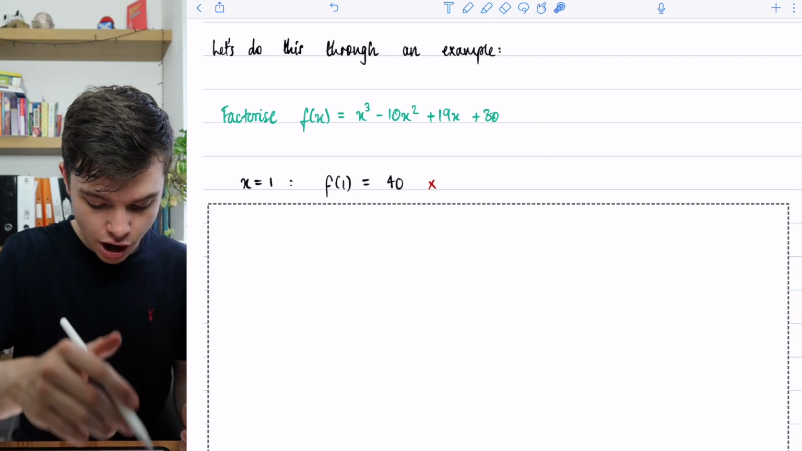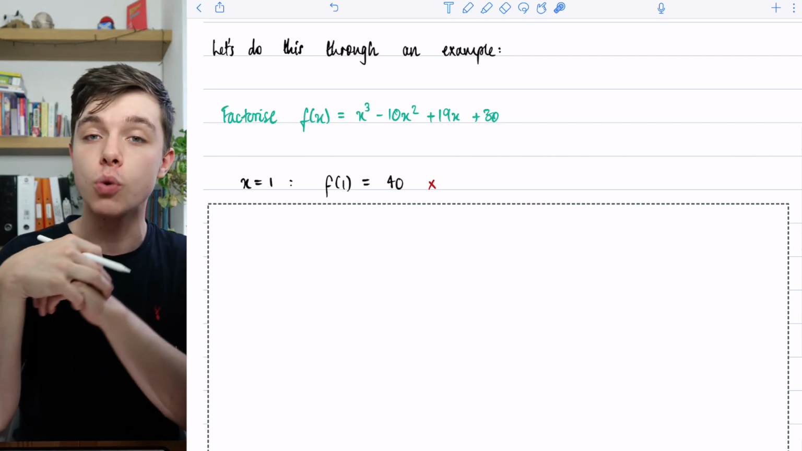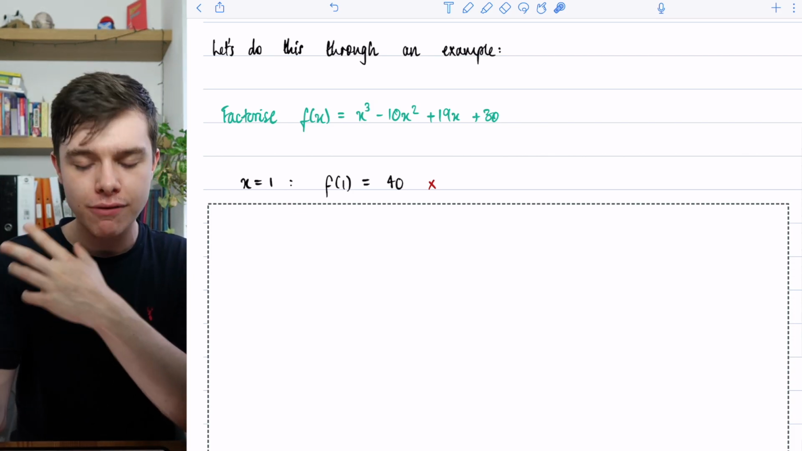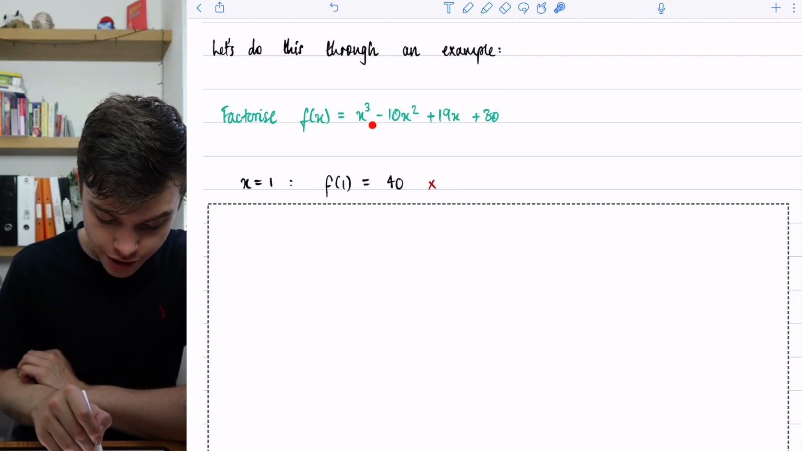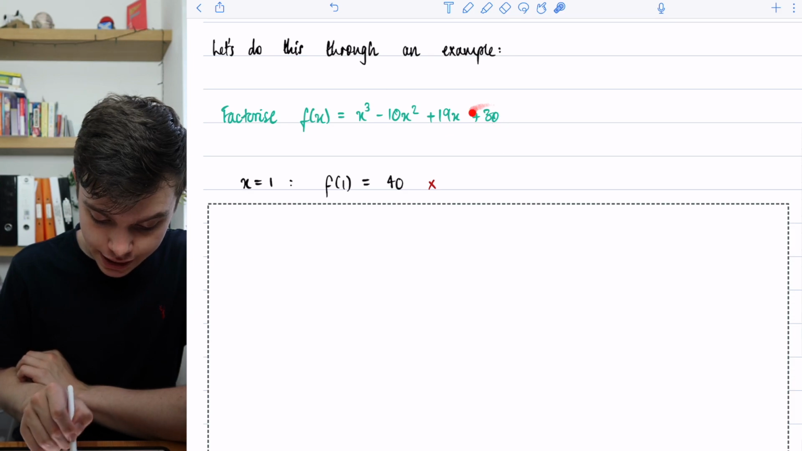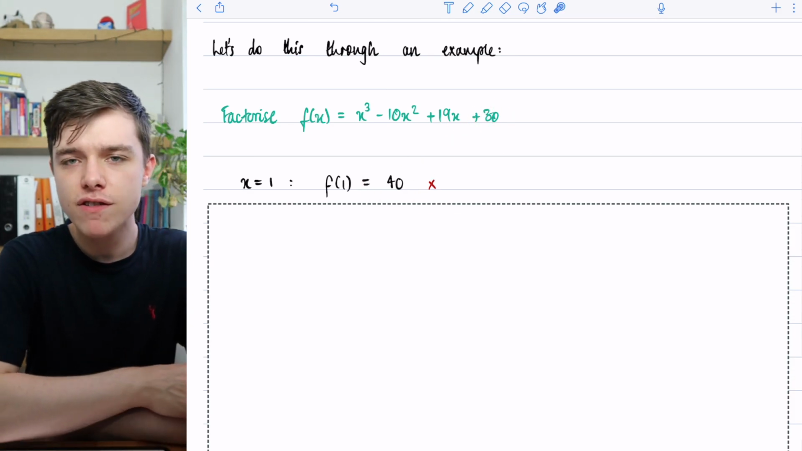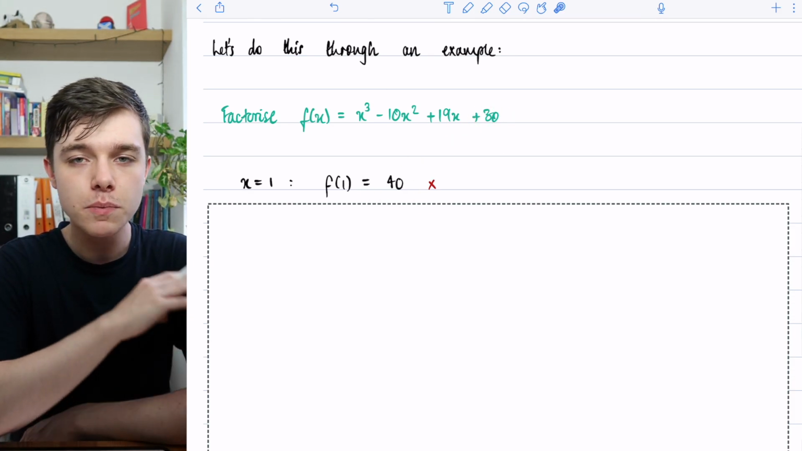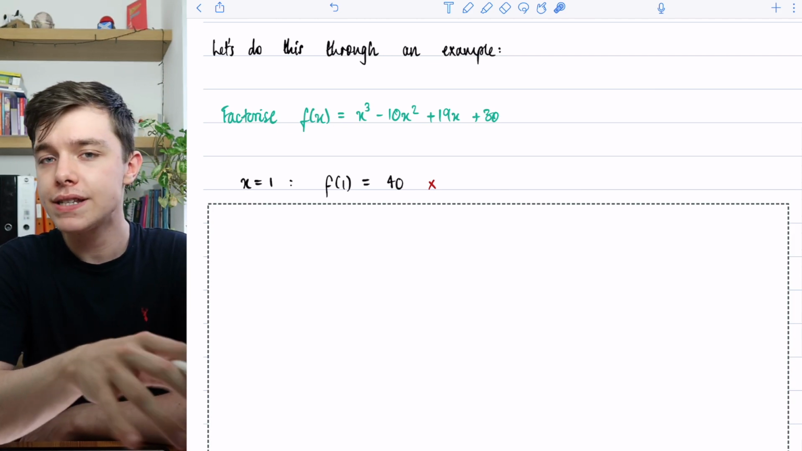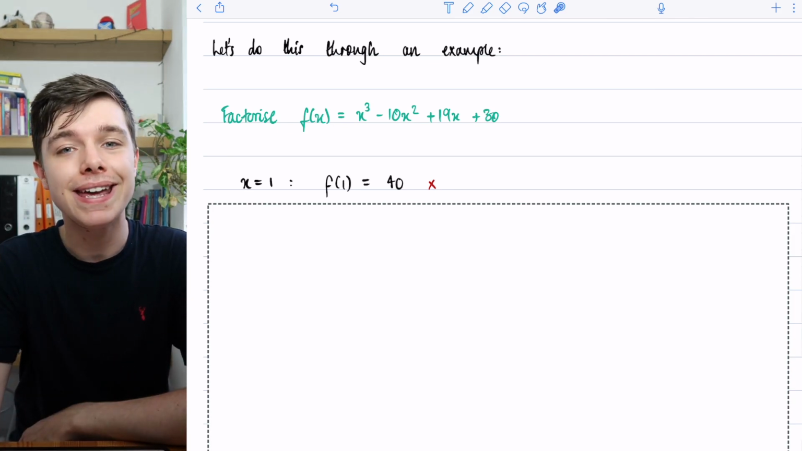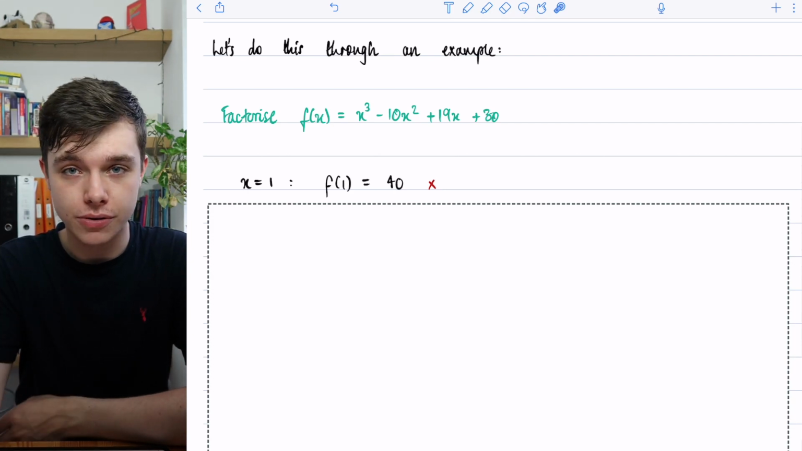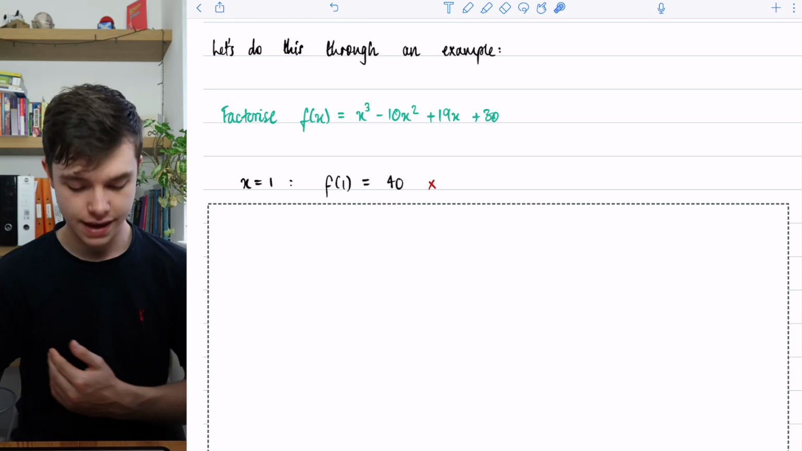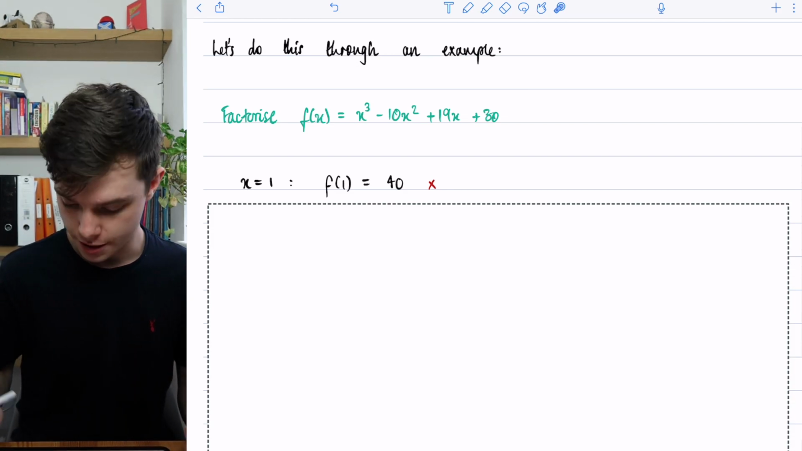So that's no good. Now if we try x equal to 1, it's kind of a trial and error thing here. We can substitute 1 into here. We would get 1 minus 10 plus 19 plus 30, which gives me f of 1 is 40. That's no good because we're trying to find f of whatever to be 0. So x equals 1 is not going to help us, okay? We're not going to be able to use the factor theorem on x equals 1.